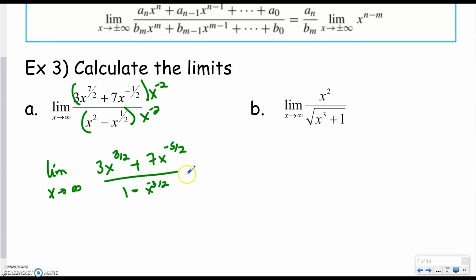If I split this up now, the limit as this approaches infinity, the numerator, we get infinity. As this approaches infinity, this is 0, so that's 1. So infinity over 1 gives us a limit of infinity.